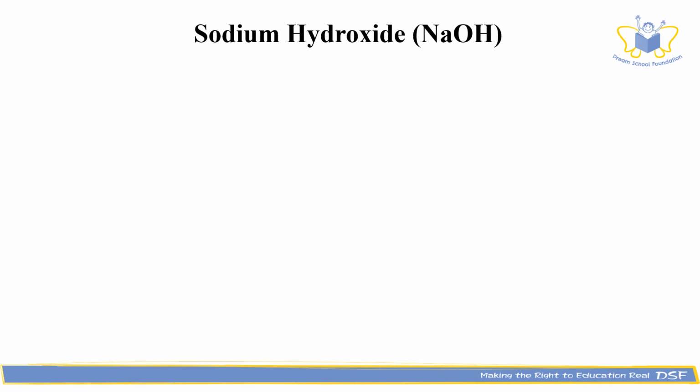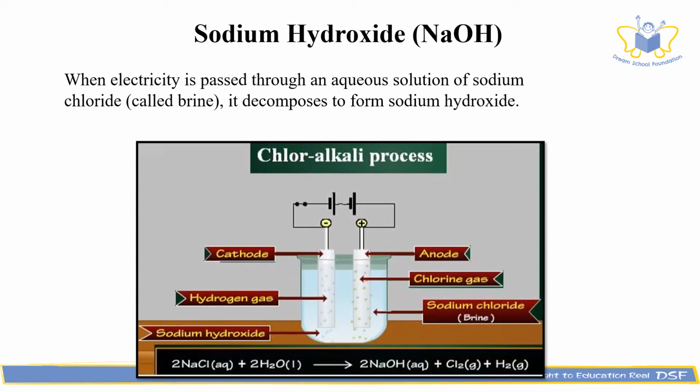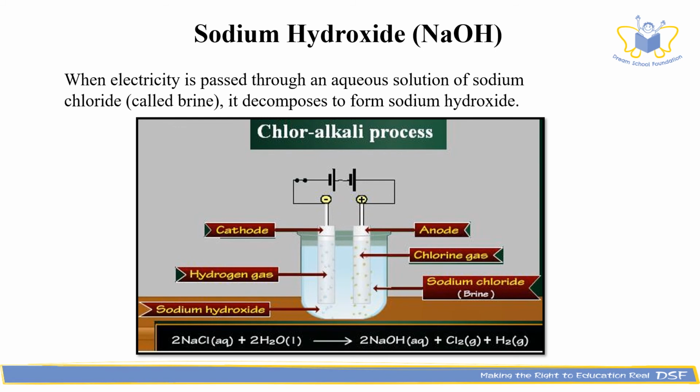Sodium hydroxide, NaOH. When electricity is passed through an aqueous solution of sodium chloride called brine, it decomposes to form sodium hydroxide. The process is called the chlor-alkali process because of the products formed: chlor for chlorine and alkali for sodium hydroxide. 2NaCl in aqueous solution plus water gives 2NaOH plus chlorine and hydrogen. Chlorine gas is given off at the anode and hydrogen gas at the cathode. Sodium hydroxide solution is formed near the cathode.